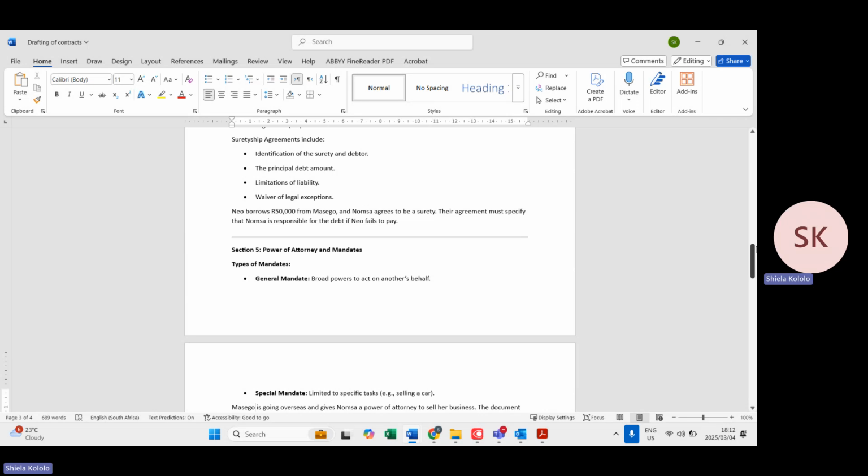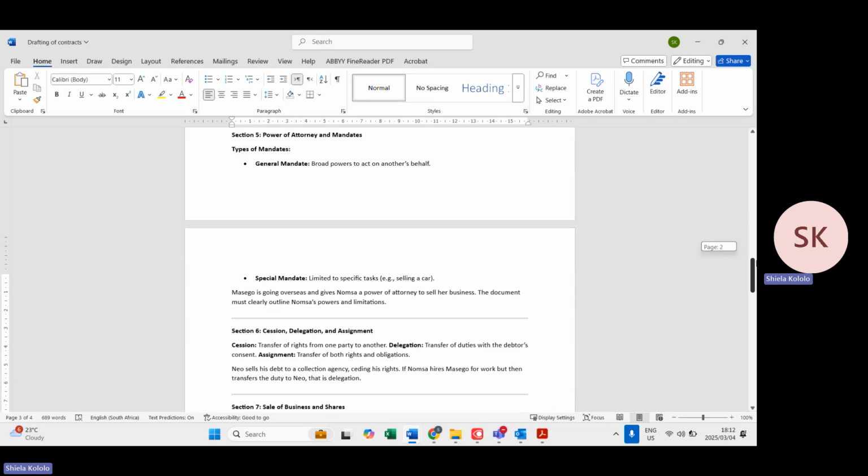So another example would be Neo borrows 50,000 rand from Masejo, and Nomsa agrees to be surety. This agreement must specify that Nomsa is responsible for the debt if Neo fails, but it's not automatic. You can state that there are certain avenues that Neo has to exercise first before she comes for NOMSA.